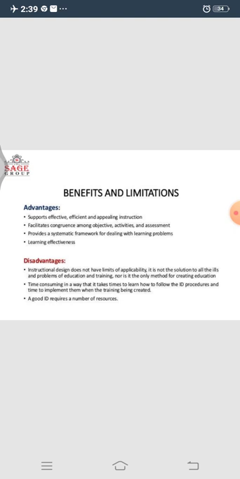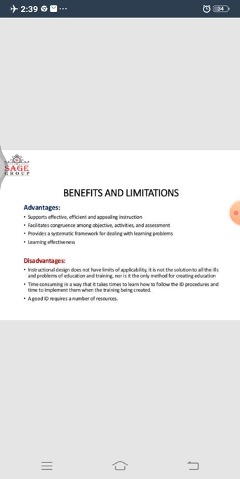Then, provide a systematic framework for dealing with learning problems. Exactly. Because, as we have discussed, people are at different competency levels and have different skill sets, so they will require a different kind of approach. We have to take this into consideration while developing our training module. Then learning effectiveness. It will be effective only when we get down to the level of our recipient, and then actually start imparting training to them.